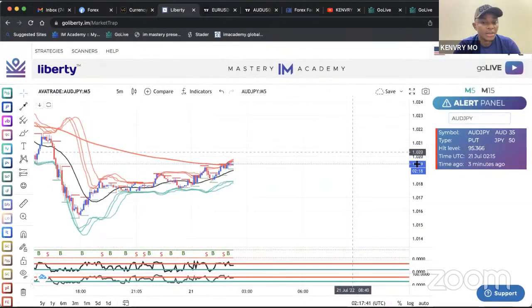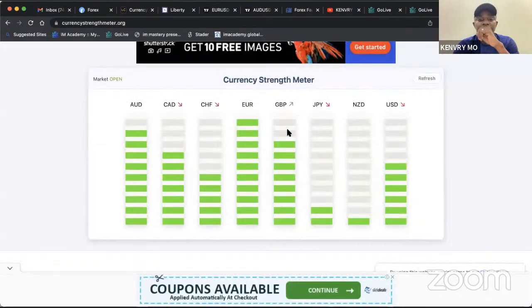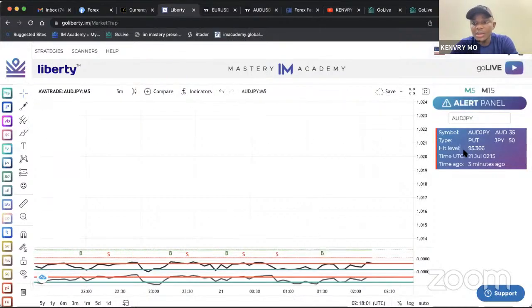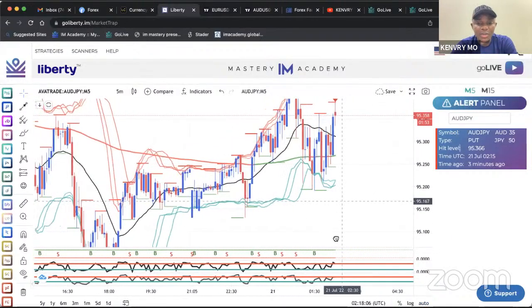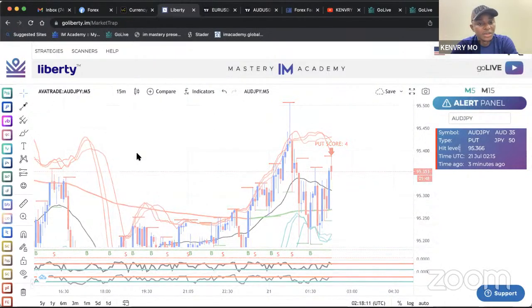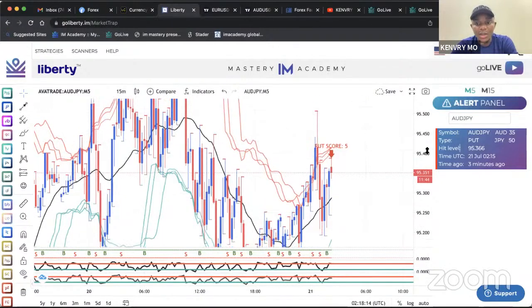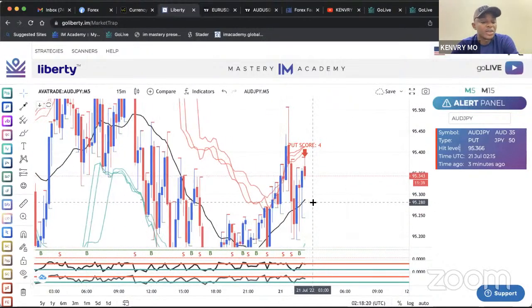Still not updated. AUD JPY. This is AUD, this is JPY. AUD JPY should be buying, but liquidity is saying different. But let's see what price action is saying. So 5 minutes is bullish, and if 15 minutes is bullish, then this market is a bullish trend. All right, a bullish trend because 1 hour and daily are bullish.